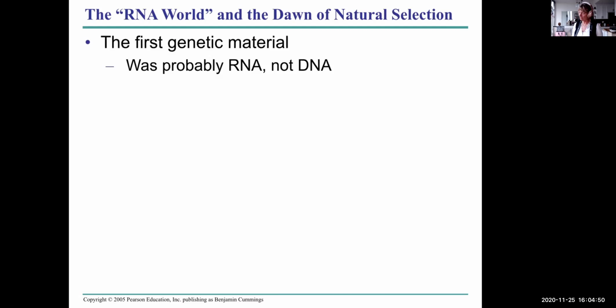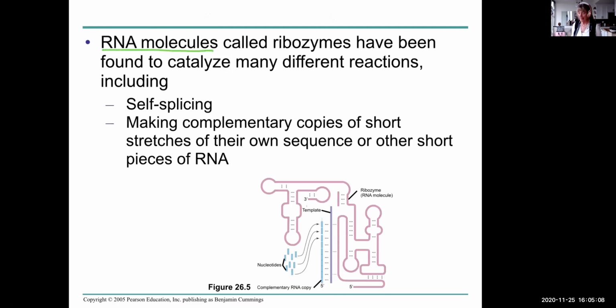But it turns out that the first genetic material was probably not DNA, but RNA. The reason that it's thought to have been RNA is that RNA molecules that we have now that function in things like cellular respiration are called ribozymes. And they catalyze a bunch of different reactions, like splicing and making copies of their own sequence. So this is a molecule that you find in the body, a ribozyme, and it's instrumental in the process of protein translation, or making proteins.